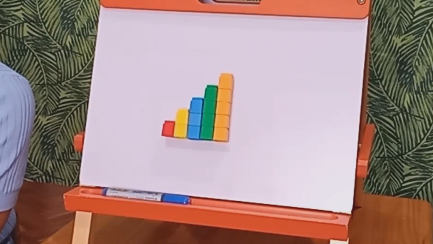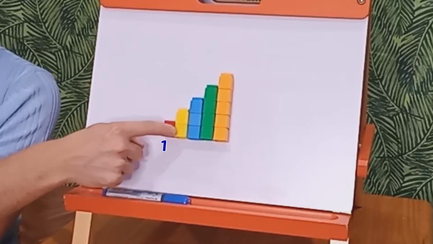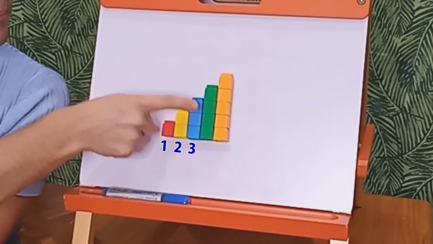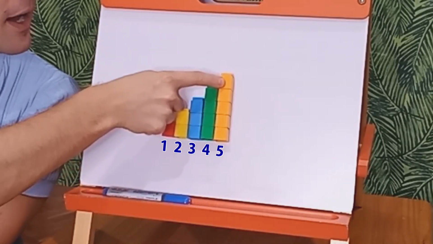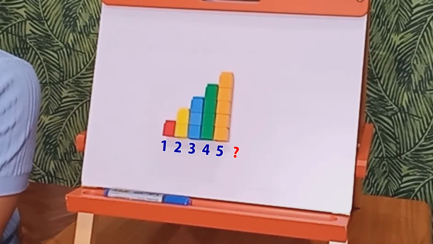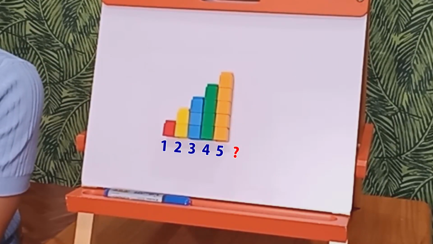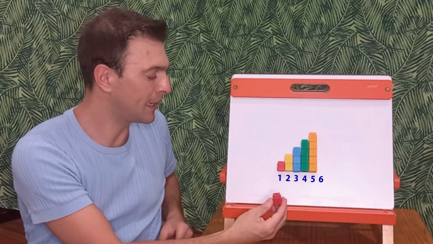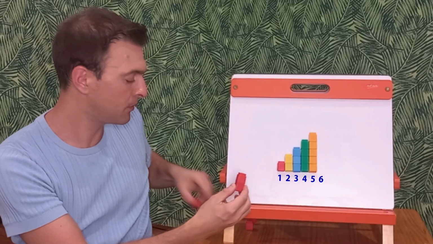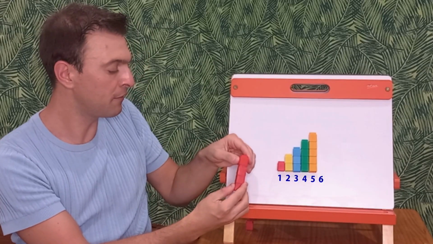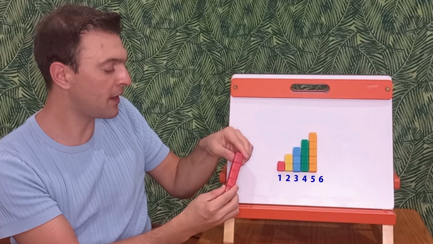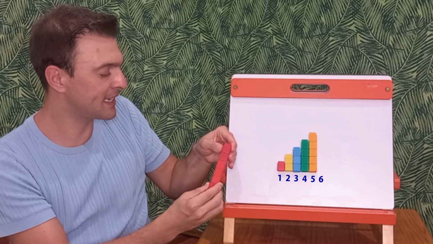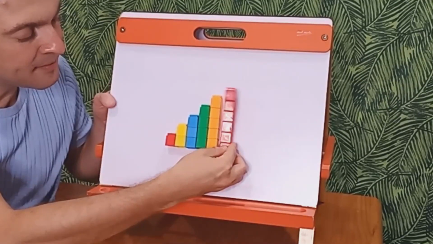What do we know? Each tower is getting bigger by one more each time. 1, 2, 3, 4, 5. What is 1 more than 5? Did you say 6? Yes, I'll make a 6-block tower to continue this pattern. 1, 2, 3, 4, 5, and 6. There we go.